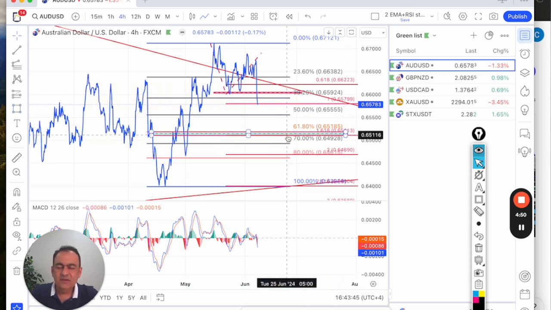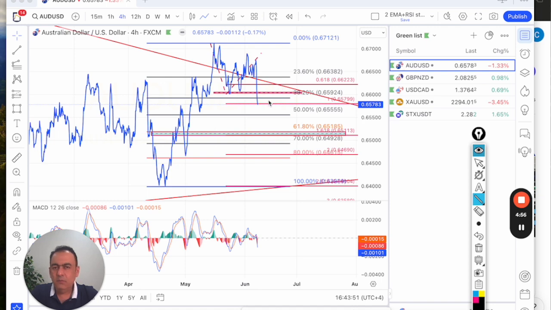Now, does it make sense to sell from the current price? Definitely not. So when the market is going to reopen on Monday, I'll wait for the push up, the pullback, and then I'll wait for the next move down. So this is the plan for AUDUSD.